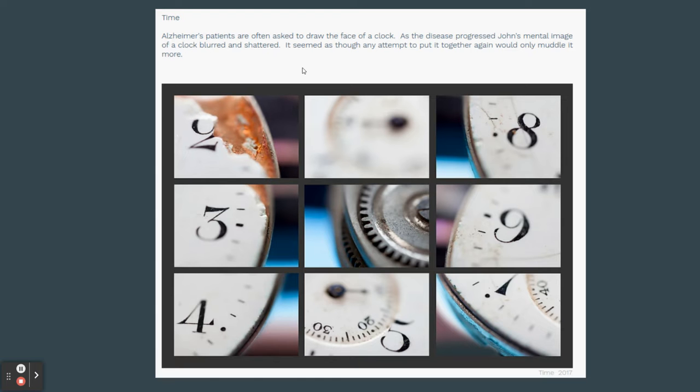Then how does she shoot it? She shoots it using shallow depth of field. So some things are in focus and some things are hazy and out of focus. And then how does she choose to present it? Well, she makes it into a grid, but puts things out of order. So again, what she's shooting and how she's editing it and presenting it helps get across that idea that he's really struggling to remember the face of a clock.